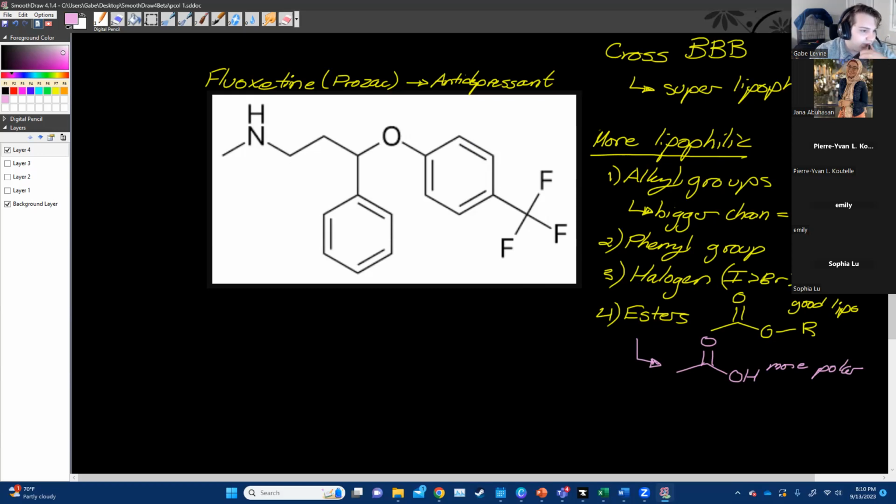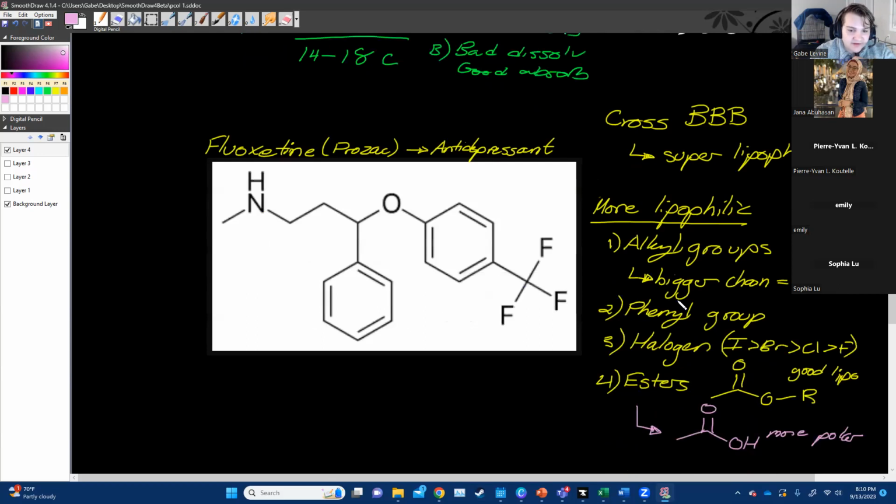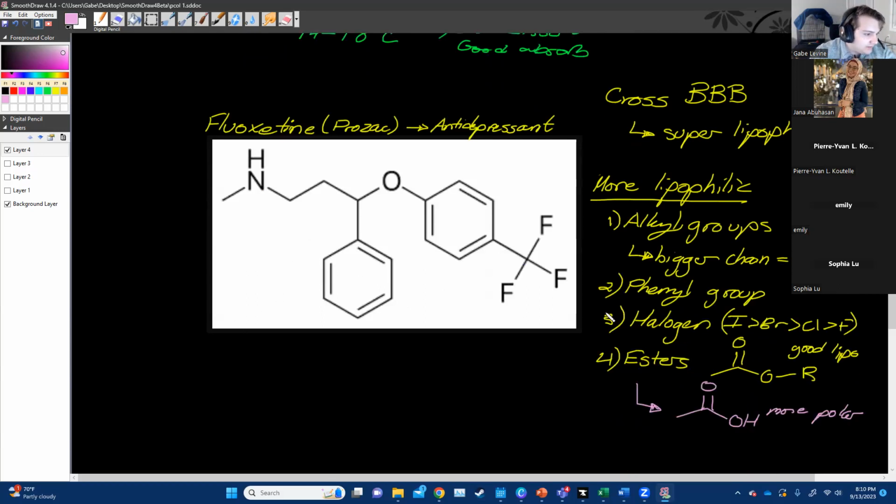So what does this all mean? Essentially, what we are going to be counting, unlike the hydrophilic groups, which account for a number of carbons. Obviously, carbons are carbons, but halogens don't necessarily increase the lipophilicity by a certain number of carbons. They don't really work out that way. So all we can really say is that the more halogens you have, the more lipophilic you are.